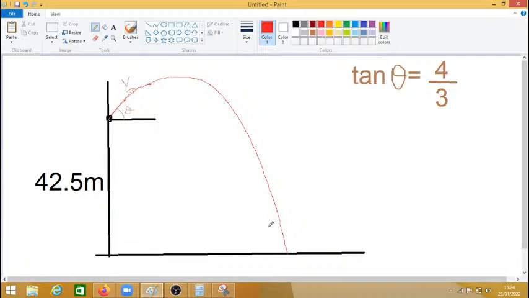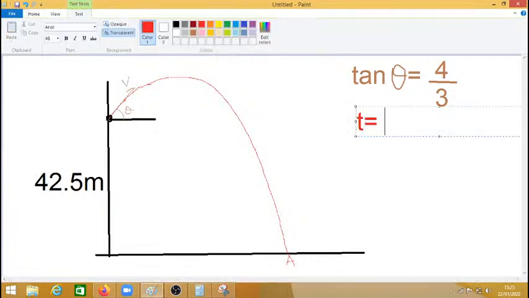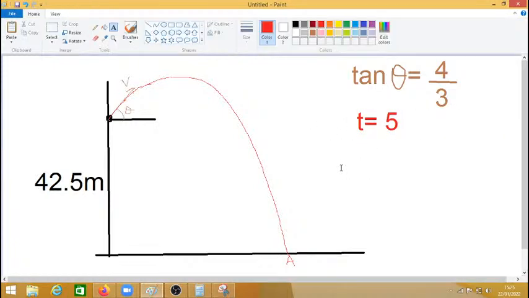So the question is, when it hits the ground, let's call that point A. That's a distance that we want to find out. And we also want to find out what's the velocity here. What we are told is that it takes 5 seconds for it to hit A. So let's write that down. The time is equal to 5 seconds.